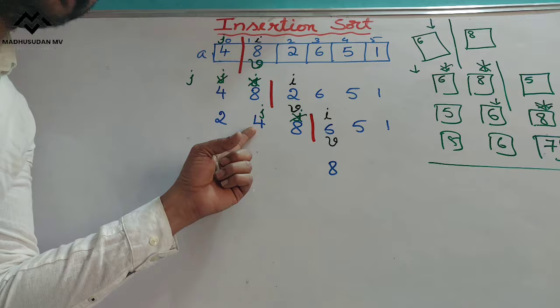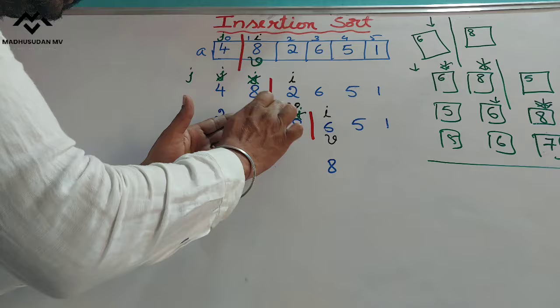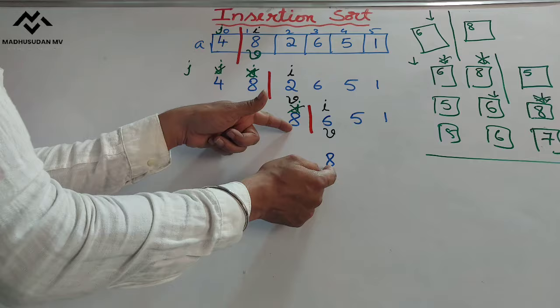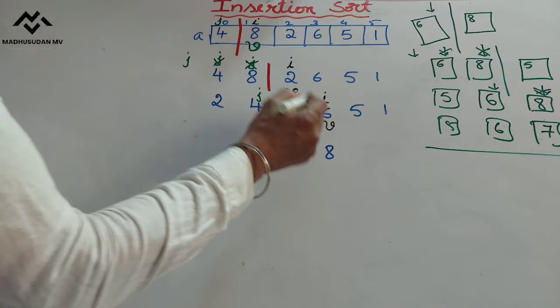If it is false, in front of J you keep the value. Suppose if the jth element is greater, keep the jth element in its front. How we did this? This jth element is greater than this one, so in front of this, this element only I kept. Suppose if it is not greater, keep the value in front of J. So value is 6. In front of J, I am keeping this 6. So remaining elements as it is.